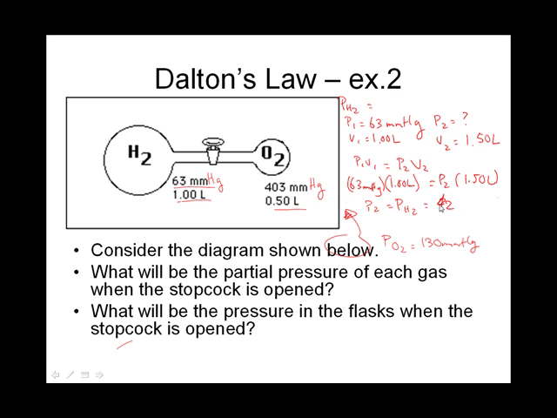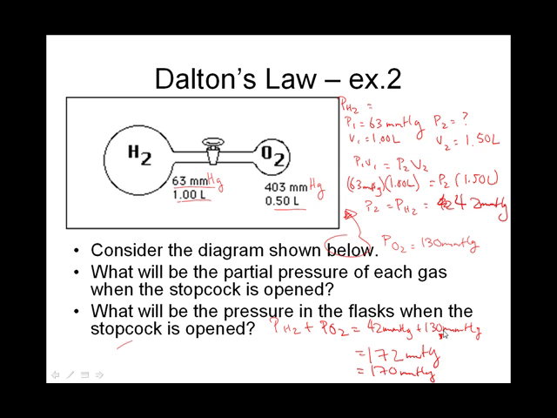42 millimeters of Hg. And so what would be the pressure in the flask, or in this apparatus, when the stopcock is open, the total pressure will be the pressure of H2 plus the pressure of O2, which comes out to be 42 millimeters of Hg plus 130 millimeters of Hg, and that comes out to be 172 millimeters of Hg. Or more like 170 millimeters of Hg, because I really don't know this number.